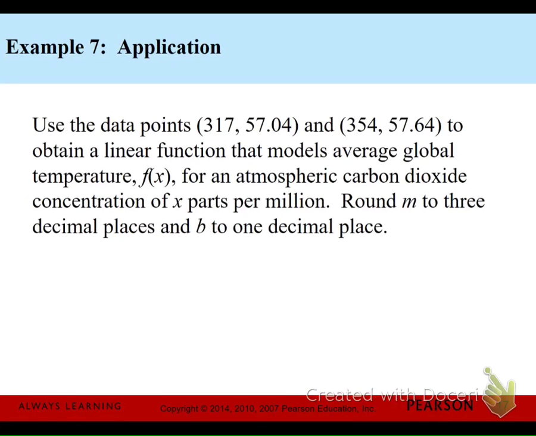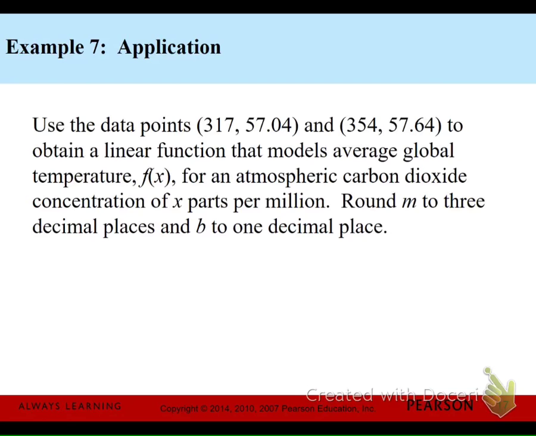All right, and finally, example 7, our application problem. It says use these two data points to obtain a linear function that models average global temperature, f of x, for an atmospheric carbon dioxide concentration of x parts per million. Round m to 3 decimal places and b to 1 decimal place. All right, so don't forget your rounding.